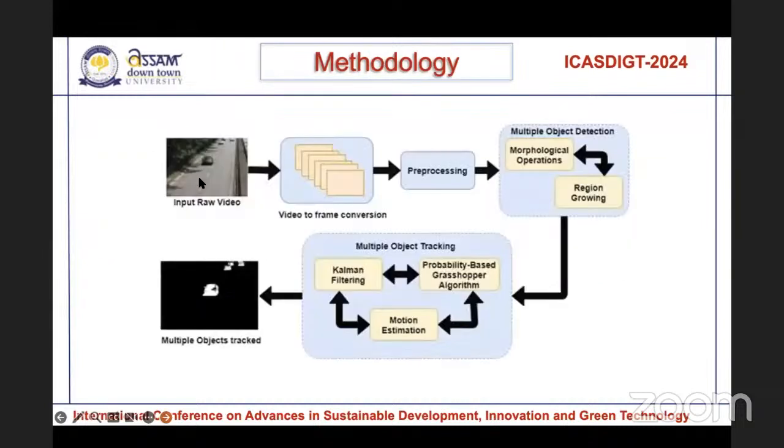So coming on to the methodology of our paper, when we give a raw video as an input, the video gets converted into various frames and the pre-processing gets started. And once the pre-processing ends, it goes to the multiple object detection. Under the multiple object detection, we'll be having morphological operations and region growing happening. And once this is completed, it moves on to multiple object tracking. In multiple object tracking, there are three segments: Kalman filtering, probability-based grasshopper algorithm, and motion estimation, which happen simultaneously. And once this is completed, the multiple object tracking gets executed.